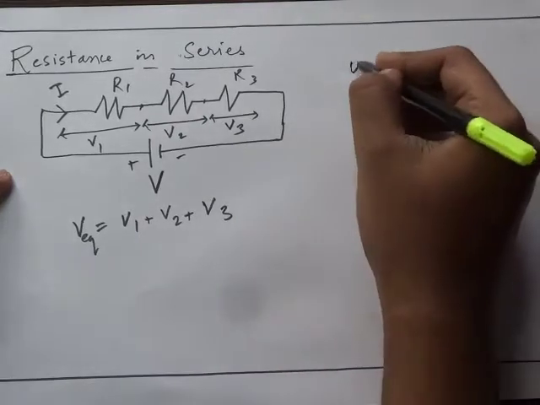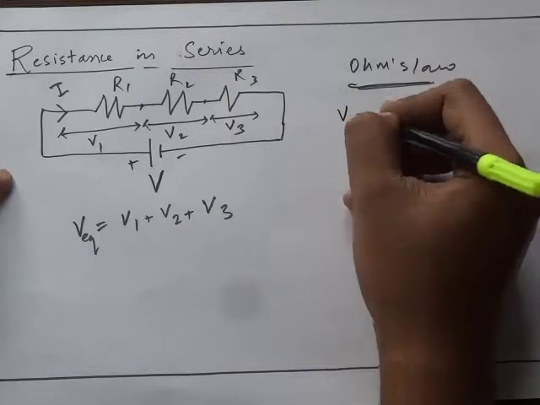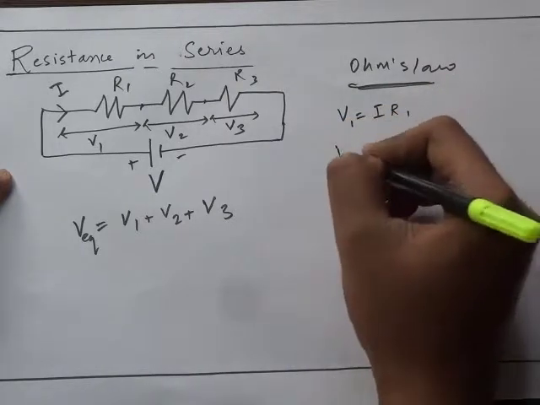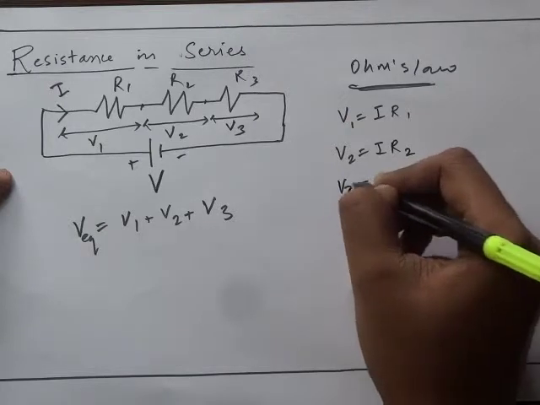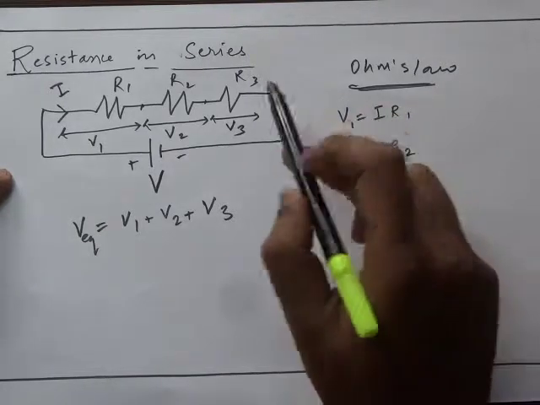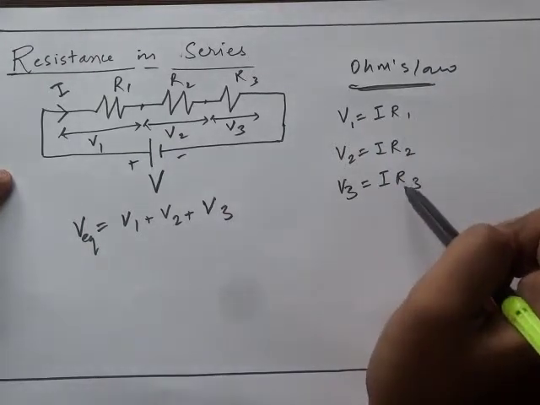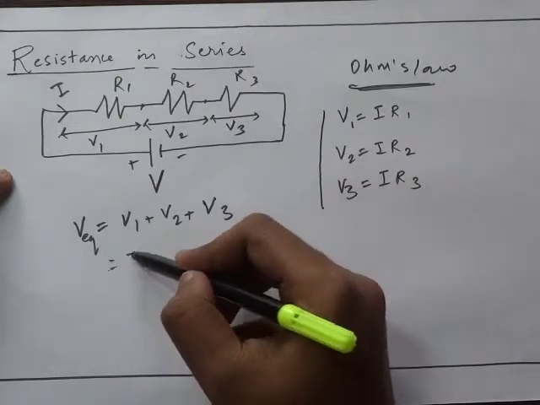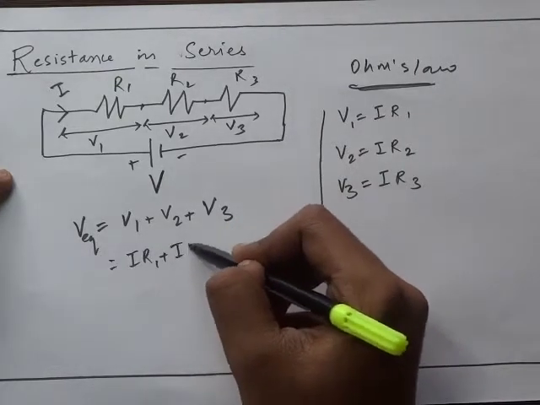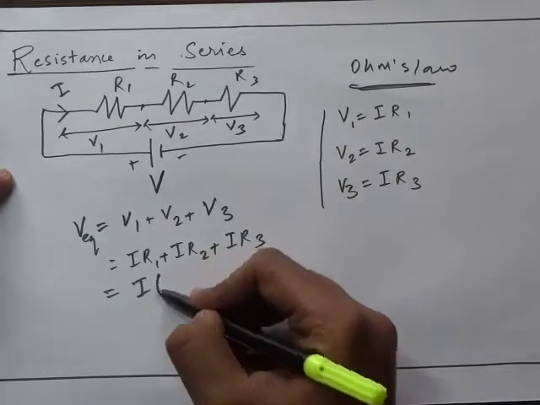Now again, from Ohm's law, I have V1 equal to I R1, V2 equal to I R2, and similarly V3 is equal to I R3. Because the current passing is the same, I'm not going to change this sign, but it is for different resistances. So now I will be substituting these here, which will be I R1 plus I R2 plus I R3, taking I common.